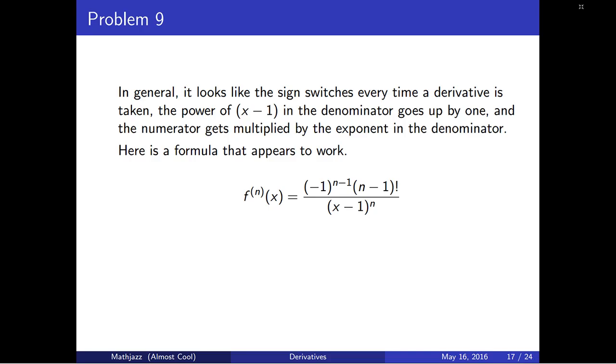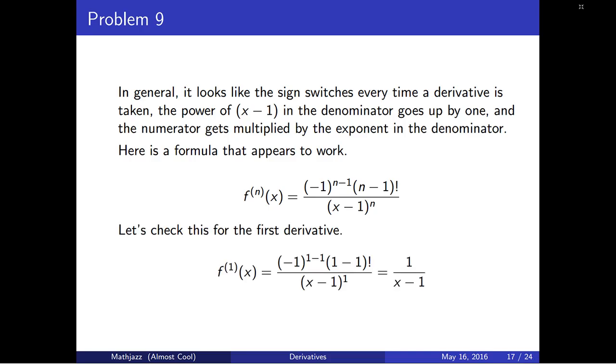Now, we have to first check to see if this works on the first derivative. So we plug in 1 for n, and it looks like it works. Notice that negative 1 to the 0 power is 1, that 1 minus 1 is 0, 0 factorial is 1, 1 times 1 is 1, so we got the numerator right. And then x minus 1 to the first power is x minus 1. So this does in fact look like the first derivative.